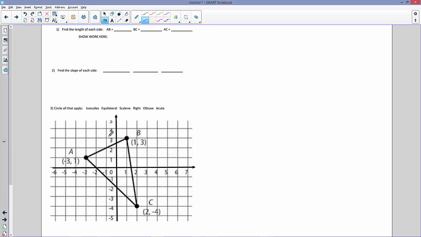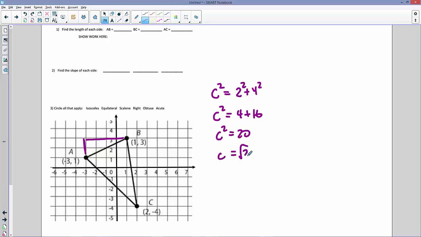Okay, same thing again here. AB. How far is it from AB? Well, if I go up 2, that's 2. So c squared equals 2 squared. And then I go across 4. That's plus 4 squared. c squared equals 4 plus 16. c squared equals 20. c equals the square root of 20, which is equal to the square root of 4 times the square root of 5, which is equal to 2 radical 5.